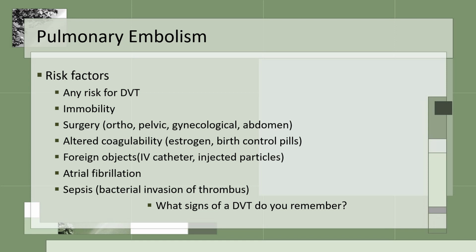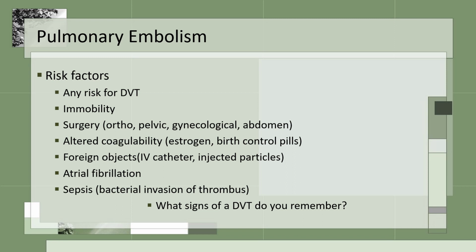Foreign objects, so things from an IV catheter that get dislodged, and injected particles. Atrial fibrillation is a cause of DVTs or PEs. And sepsis, which is a bacterial invasion of a thrombus.